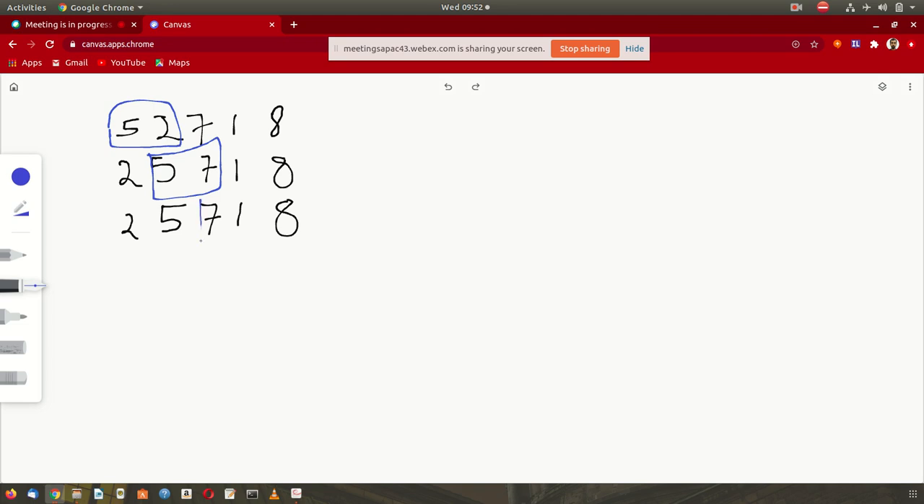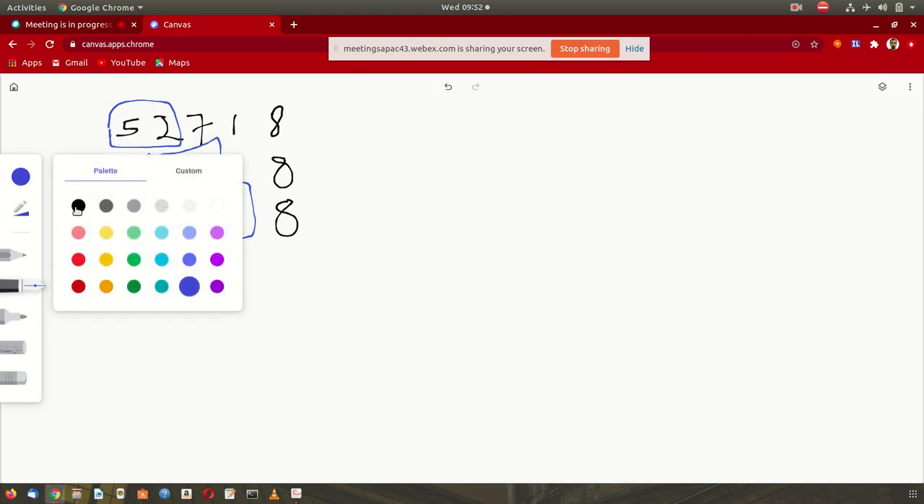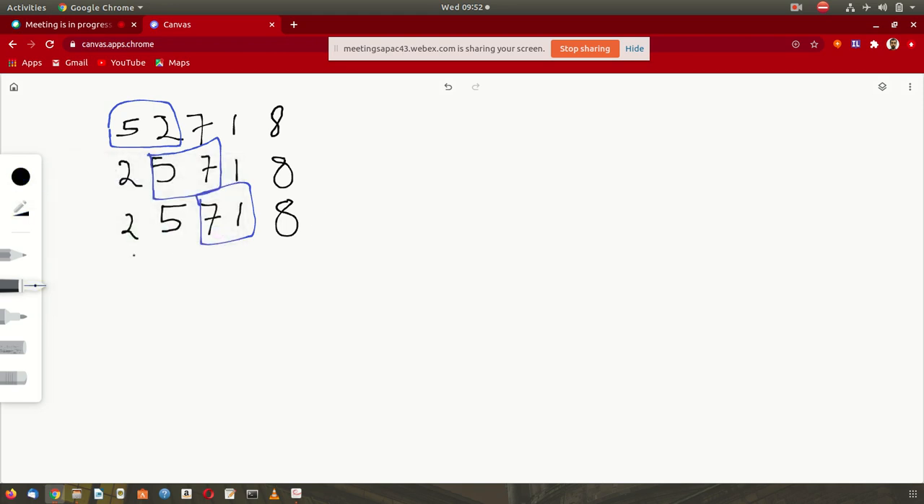Next we take the box to 7 and 1. Here, this number you write as it is, 2, you write as it is, 5. Now out of 7 and 1, 1 is the smaller number, 1 comes to the left hand side, 7 is the bigger number, 7 comes to the right hand side, and the numbers out of the box, write as they are, no need to change.